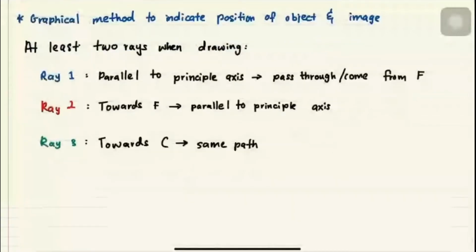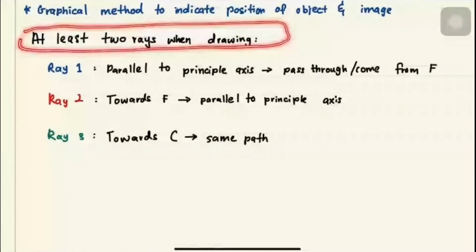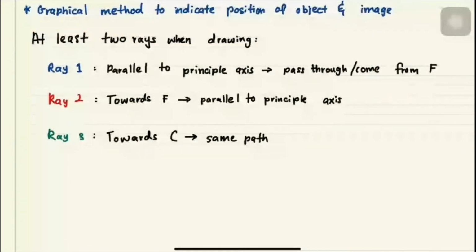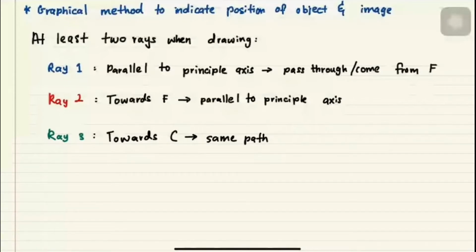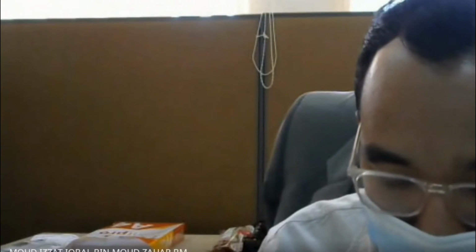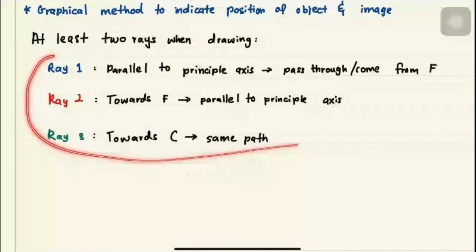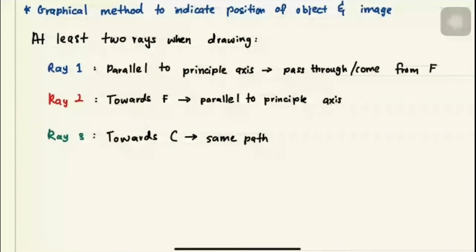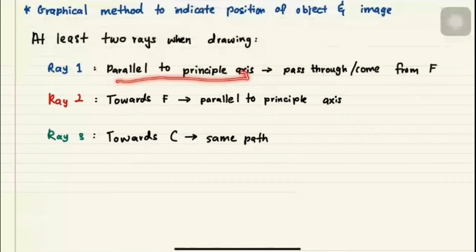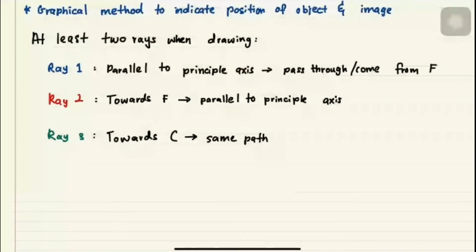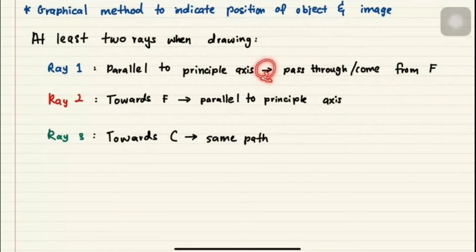Okay, so the key concept here is that you have to draw at least 2 rays. The minimum number of rays that you have to draw is 2. Actually there are 4 rays, but in your syllabus you only learn 3. So you can choose 2 from these 3. Ray number 1, the incident ray is parallel to the principal axis. You still remember the principal axis from just now, the horizontal one? So the incident ray is horizontal, and then reflected off from the surface. This one is reflected, and then it passes through or comes from F. It depends on whether it is a converging or diverging mirror.